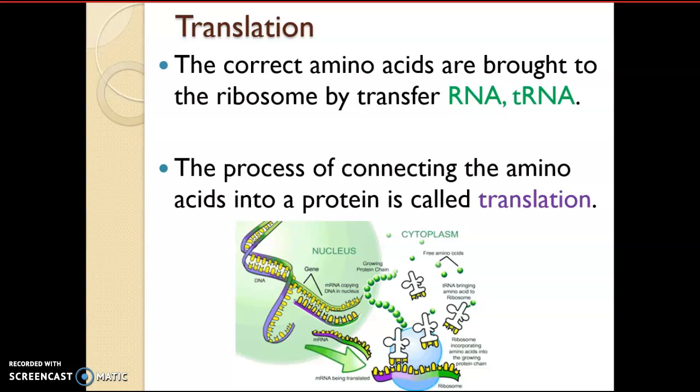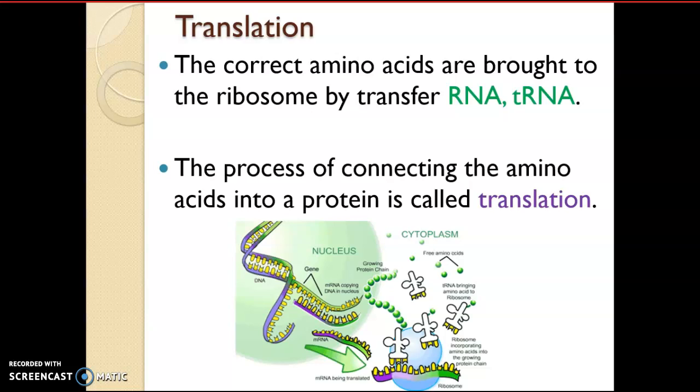So translation is basically the correct amino acids are brought to the ribosome by transfer RNA, which we talked about last class. After mRNA is produced, it leaves the nucleus, and this is where translation is going to occur, outside the nucleus in the cytoplasm. Now tRNA is going to, again, be the type of RNA that brings the amino acids to the ribosome at the correct time so that the protein is built properly. And the process of connecting the amino acids into a protein is called translation.